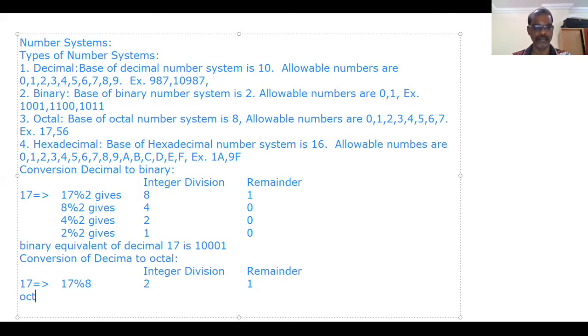Here the octal equivalent of decimal 17 is 21. We have to start from the last integer division and the remainder.